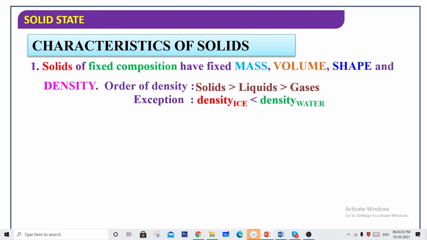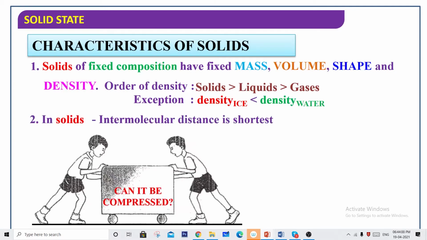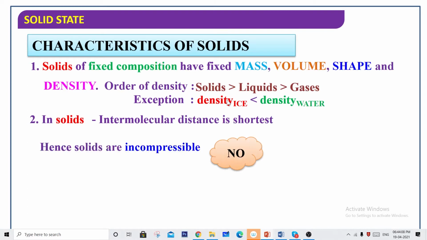Yeah, due to the anomalous behavior of water, sir. Water has its highest density at 4 degrees Celsius, after which it decreases in either direction, sir. So at 4 degrees Celsius, it has its highest density, and in both directions the density decreases from that point. So, can a solid be compressed? No, it can't be compressed. It means we can say solids are incompressible.